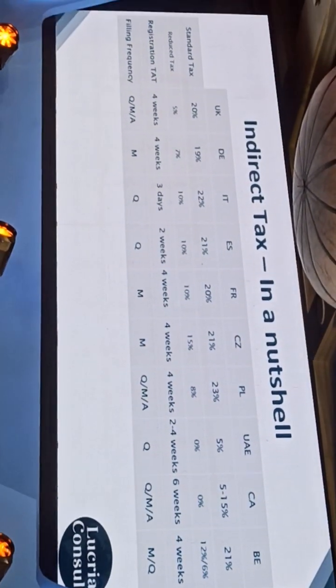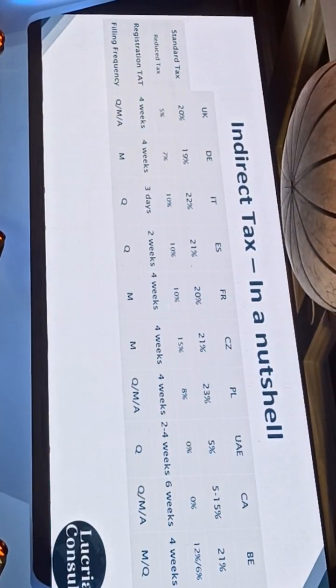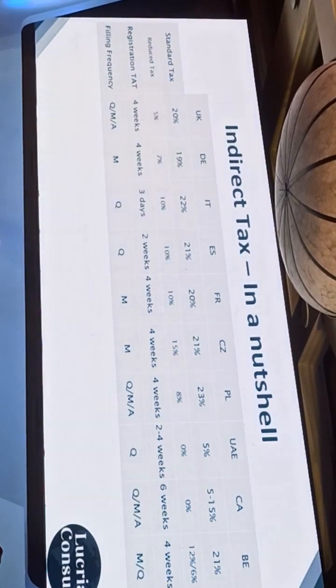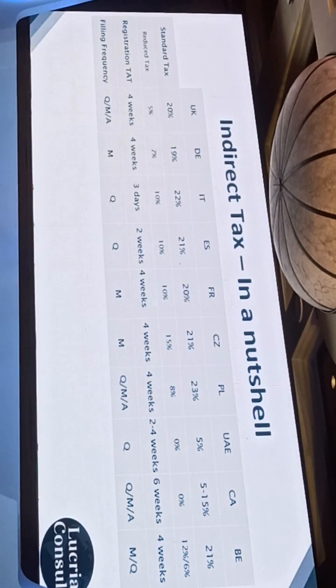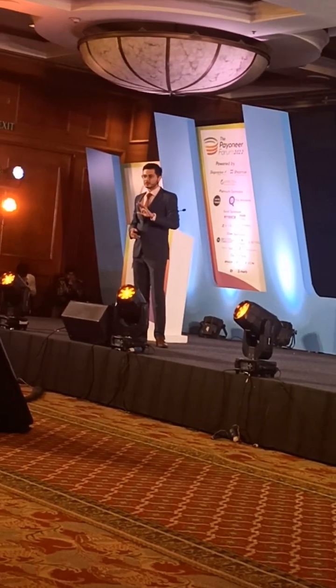Tax rates. You will notice from this page, tax rates across the world are approximately 20% with a few exceptions. Canada and UAE are the only exceptions, otherwise it's more or less 20%. So whenever you plan a new business, whenever you plan a new product line, make sure you keep aside 20% for the sales tax.